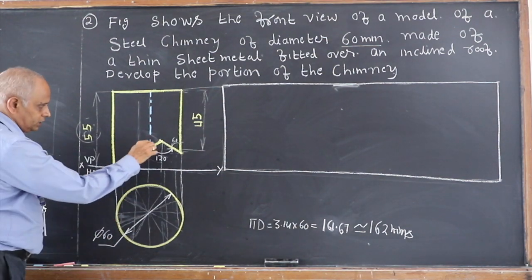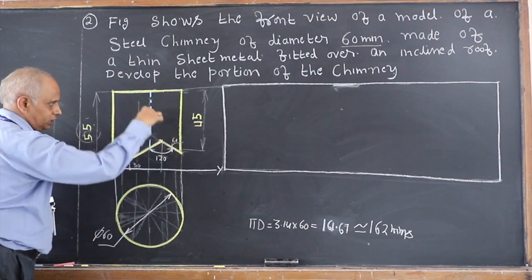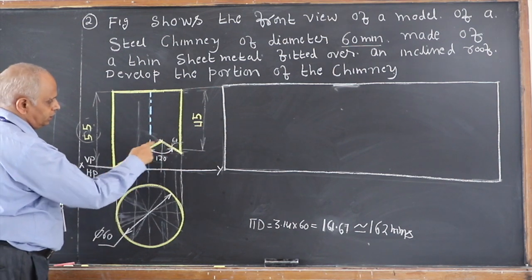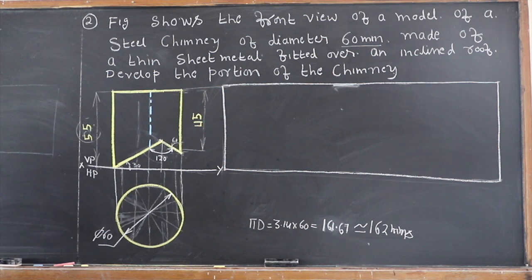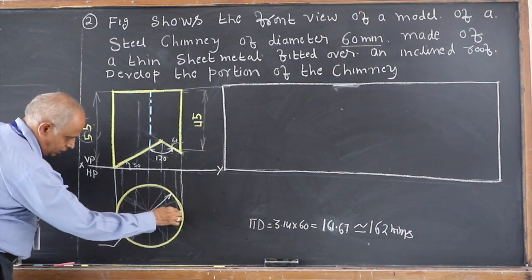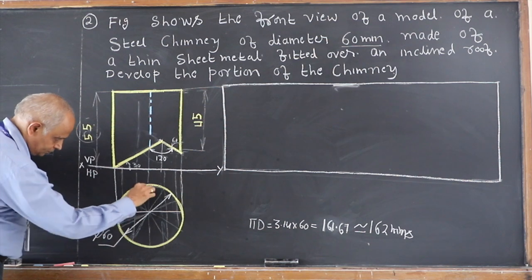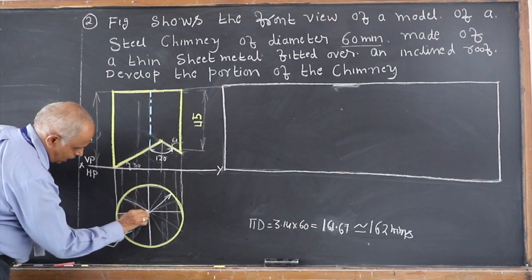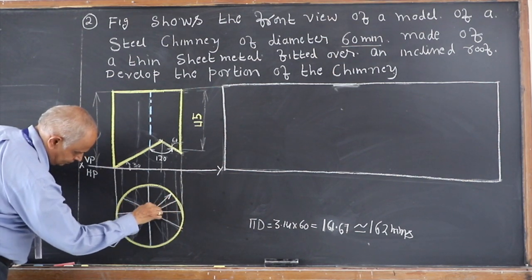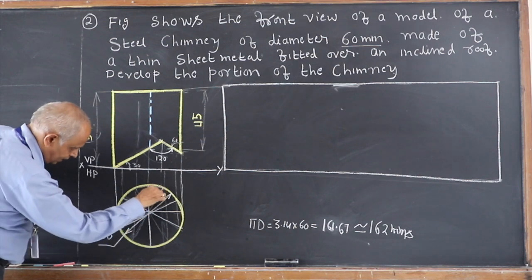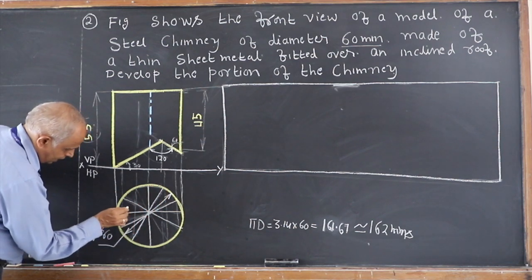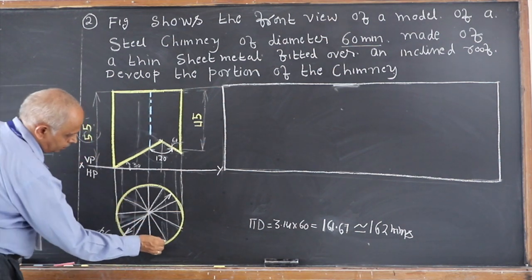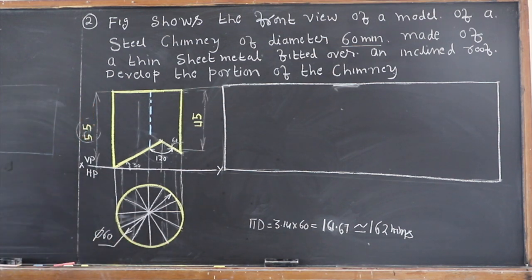But the problem here is, this is an inclined roof, and on this the chimney should sit, and therefore I have to locate the section points on this section plane. So therefore we will divide this circle into 12 parts, one horizontal line, one vertical diameter, then a 30 degree line on either side, and then a 60 degree line like this, and here also a 60 degree line like this. Don't make these lines dark, it has to be a thin line.